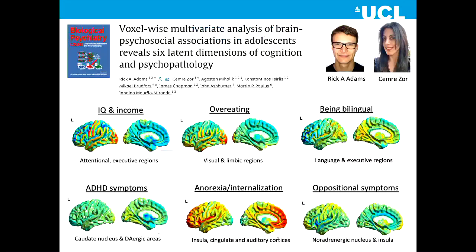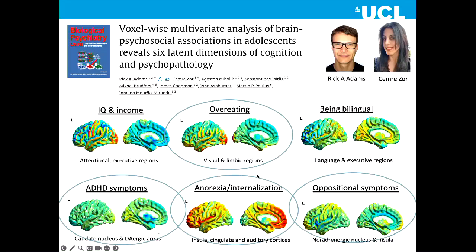This was a recent study where we showed that by using sparse partial least squares, we were able to identify 6 latent dimensions of brain psychosocial associations in the ABCD sample, and 4 of them were related to mental health. One was capturing aspects related to overeating, another related to ADHD symptoms, another related to anorexia internalization, and one related to oppositional symptoms. We also found other latent dimensions capturing more cognitive associations with IQ, income, and being bilingual.